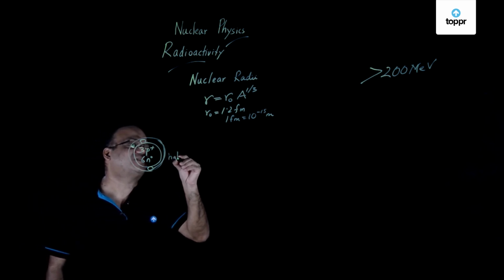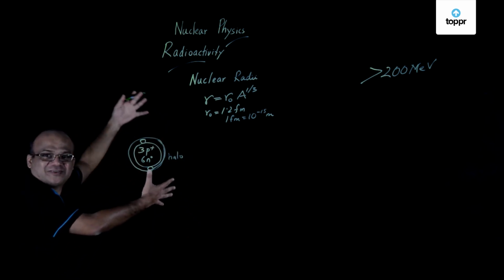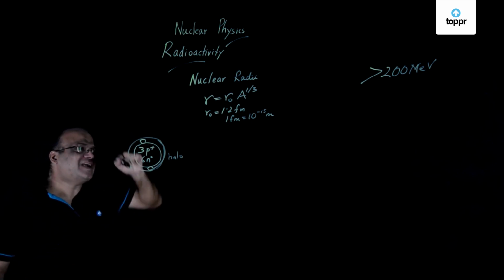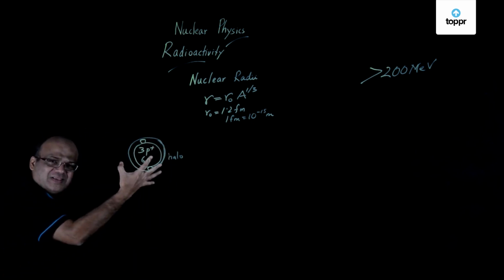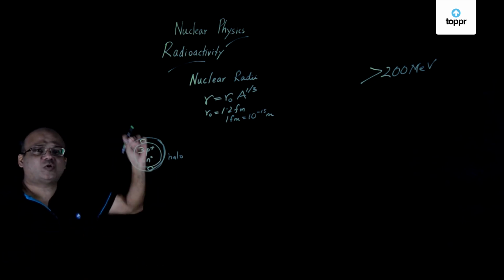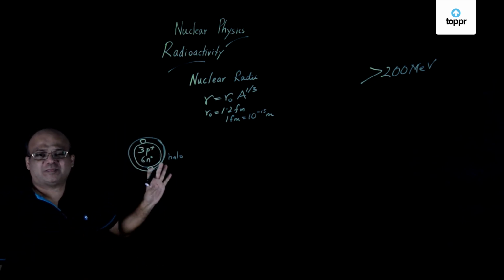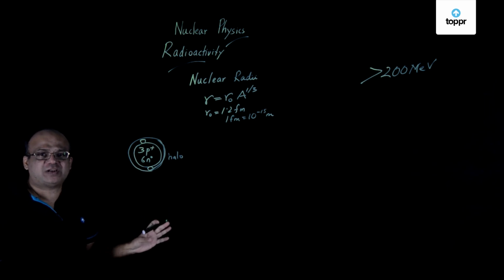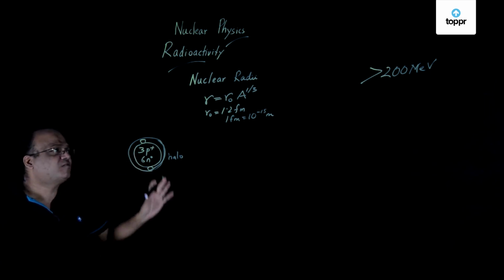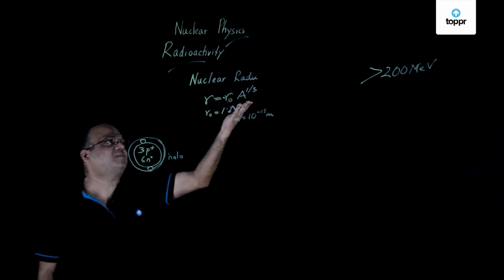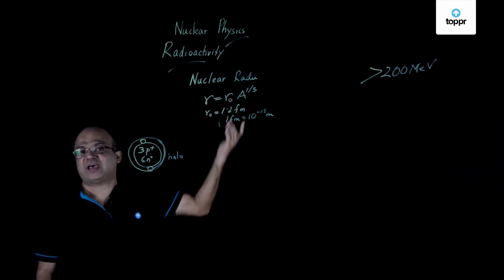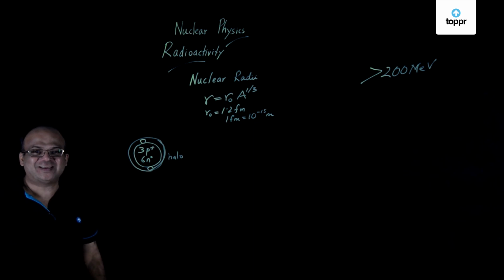Halo is something that you see around statues of gods and goddesses. That halo makes it bigger. So remember that R equal to R naught A to the power 1 by 3 is not applicable for halo nuclides. For all other nuclides, we can apply this formula. If you know the mass number, just use this formula and you will get the radius of the nuclide.